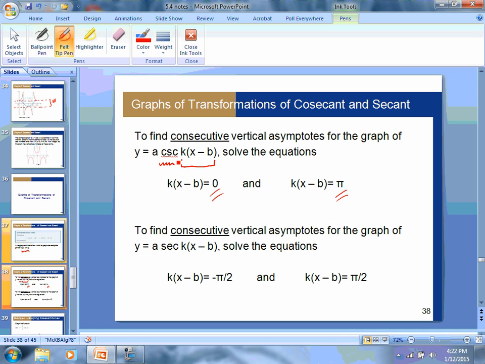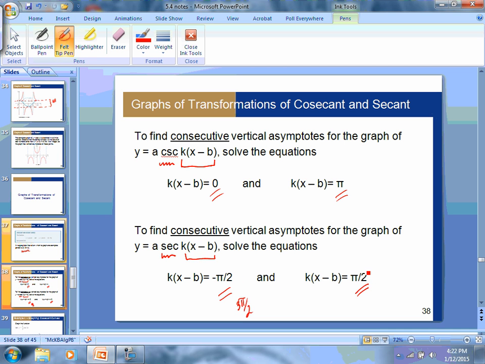And then for secant, we're going to take that stuff and set it equal to negative pi over 2 and then pi over 2. Remember, negative pi over 2 is the same thing as 3 pi over 2. Again, secant is the inverse of cosine, and cosine has a 0 value at negative pi over 2 and pi over 2.